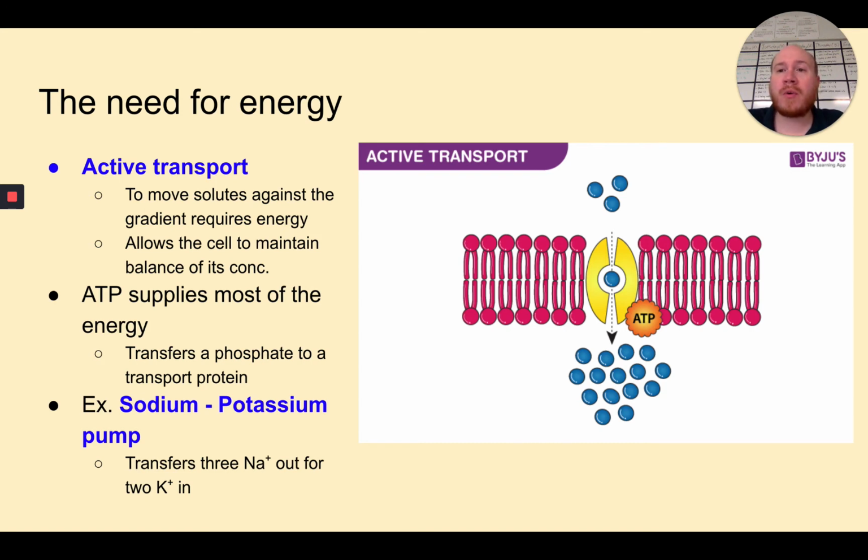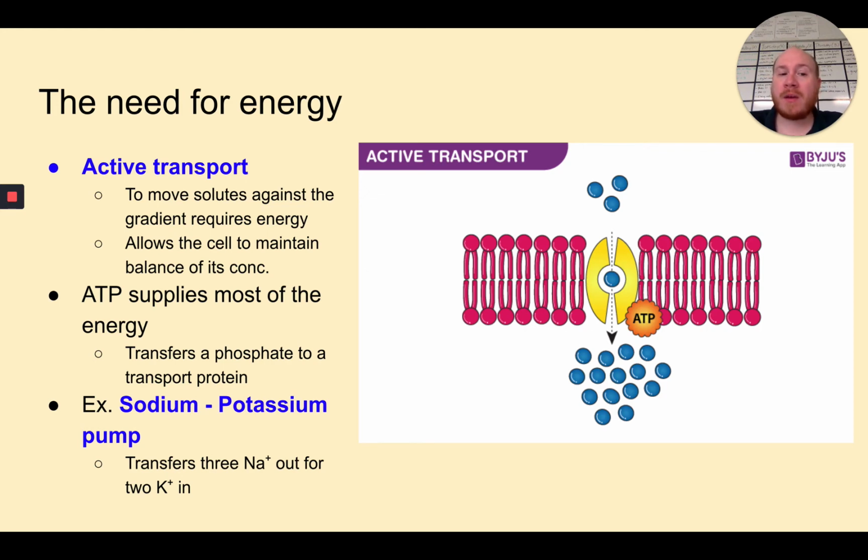Sometimes they want more of one ion than another, or they want to be slightly acidic or slightly basic. So, depending on the cell and what part of the cell you're looking at, concentration gradients can be incredibly important for doing work. ATP is going to supply most of the energy for active transport. In fact, it's going to transfer a phosphate to the transport protein, releasing the energy to the protein itself. So it kind of changes the energy of the protein, which allows it to change its shape and do its work.